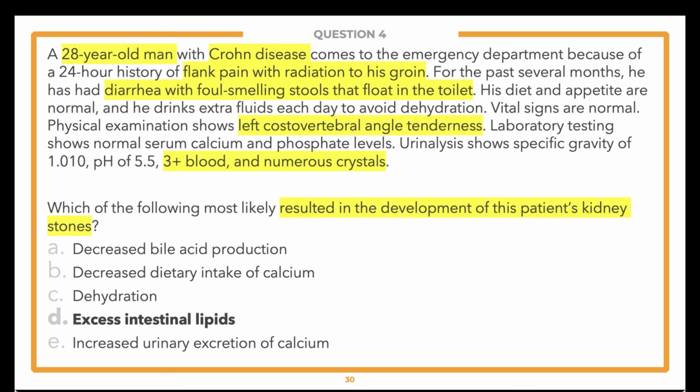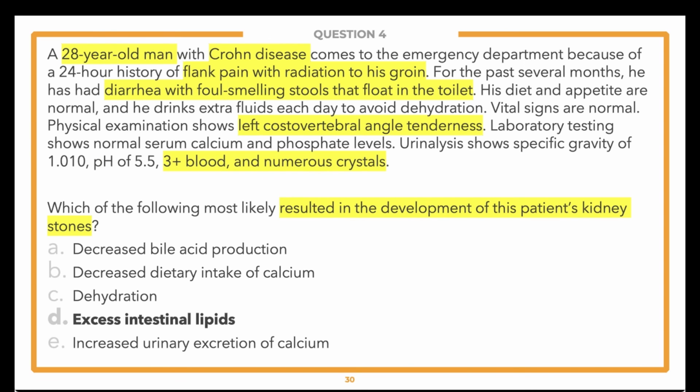Option B, reduced intake of calcium. Well, technically, yes, if I have reduced intake of calcium, I can have more oxalate absorbed into my GI tract and cause a stone the same way. But that's not what's causing the stones here. It's because of the fat binding to the calcium. It's not because I'm not eating enough calcium.